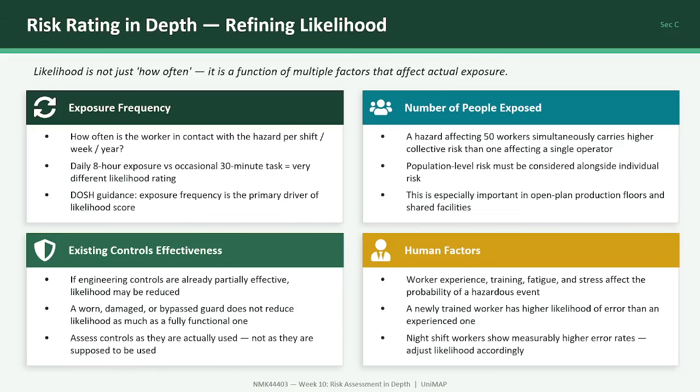Factor 3, existing controls effectiveness. Your likelihood score must reflect the situation as it actually exists, not as procedures say it should be. If a machine guard is present but workers routinely bypass it because it slows production, the guard is not providing the protection it appears to provide on paper. Score likelihood based on the real control effectiveness you observe during your workplace inspection.